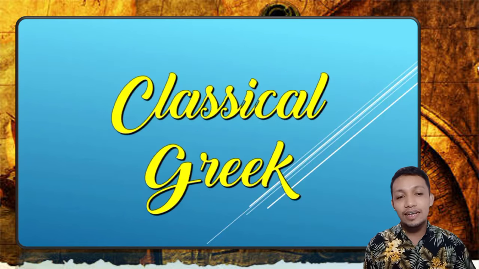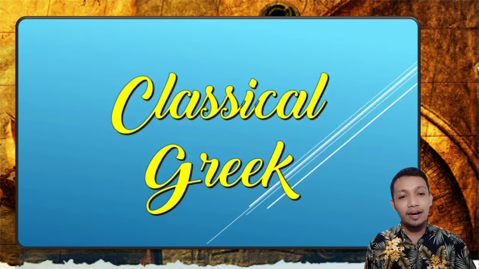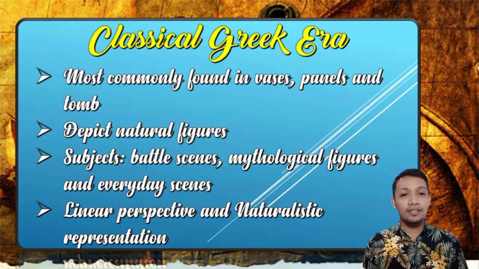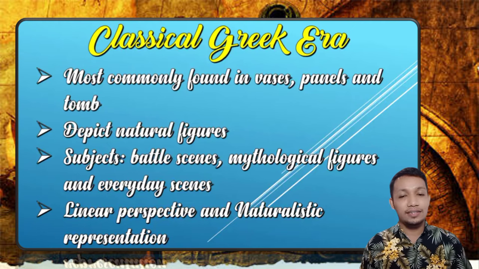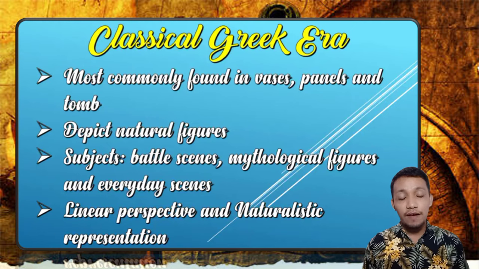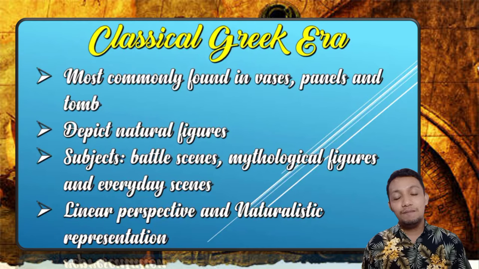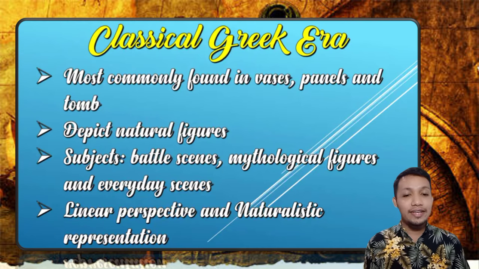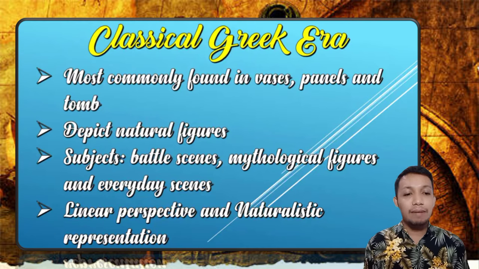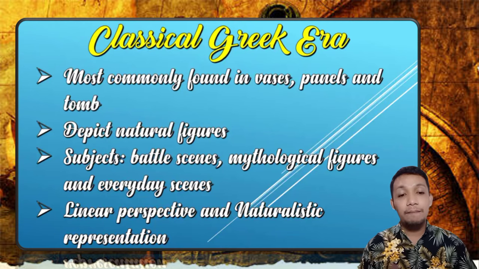Let's first discuss classical Greek art. These are the characteristics of classical Greek art. Most commonly found in vases, panels, and tombs, depicting natural figures, subjects or battle scenes, mythological figures and everyday scenes, and linear perspective and naturalistic representation.